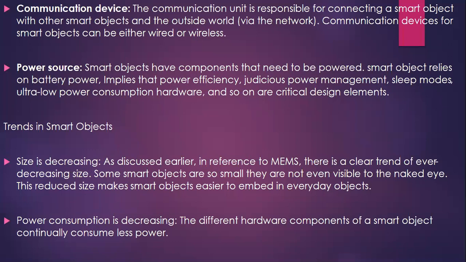The smart object has components that need to be powered. If a smart object relies on battery power, it implies power efficiency: judicious power management, sleep modes, ultra low power consumption hardware, and so on are critical design elements. In case of a power source, there are two varieties of power supply: battery backup, and sometimes a continuous power supply.